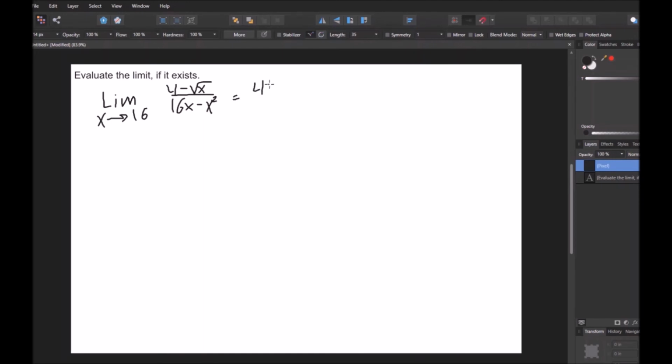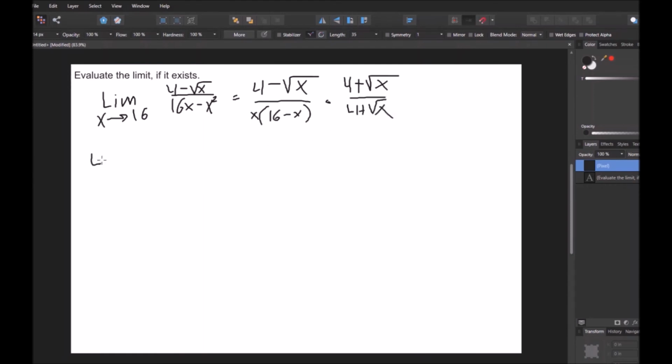So I'm going to make it 4 minus the square root of x over, and then I'm going to factor out an x, and that's going to give me 16 minus x, right? Because x times 16 is 16x, and x times negative x is negative x squared. So now that I've simplified it, I'm going to once again multiply by the conjugate, something you want to do whenever you see a square root in the numerator like this. So it's going to be 4 plus the square root of x over 4 plus the square root of x.